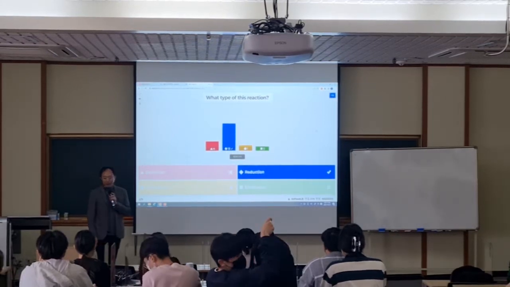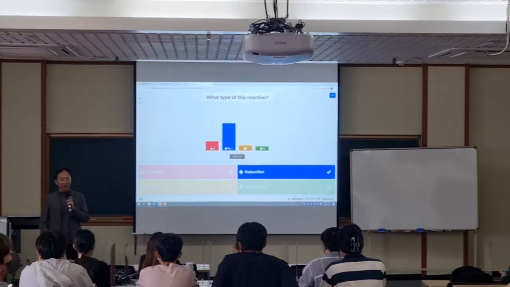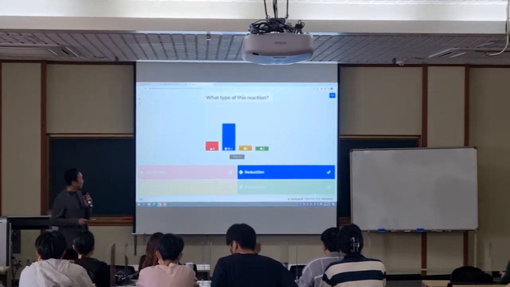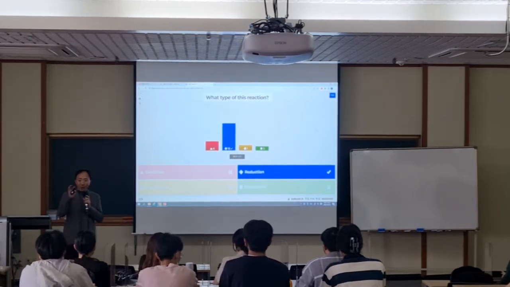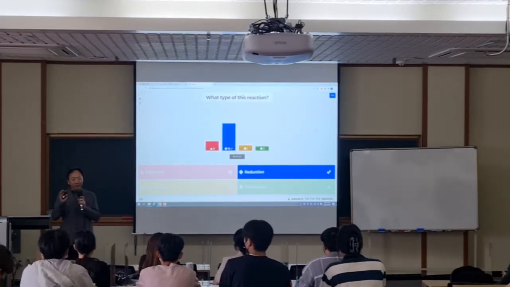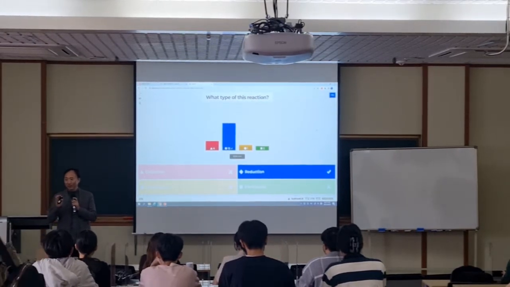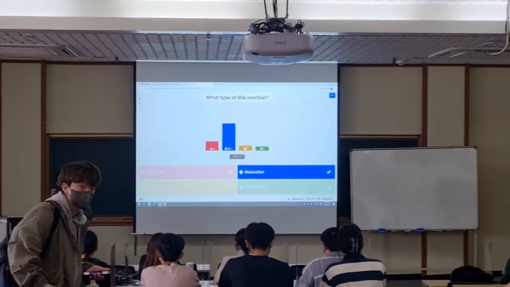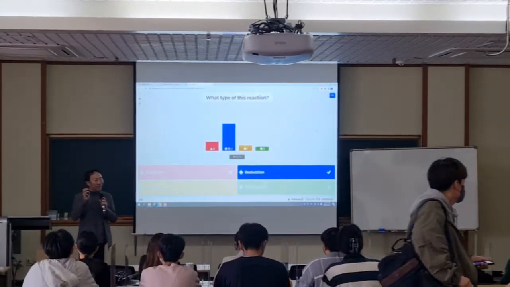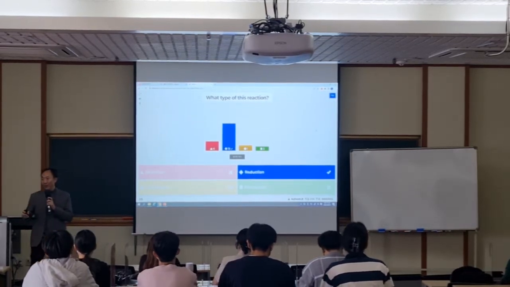Call it reduction. But actually reduction always happens together with oxidation, as a pair, right? So which one is reduced? The organic molecule is reduced, right? Then which one is oxidized? Do you remember the reaction? Hydrogen was oxidized. Originally H0 changed into H plus, that was oxidized.